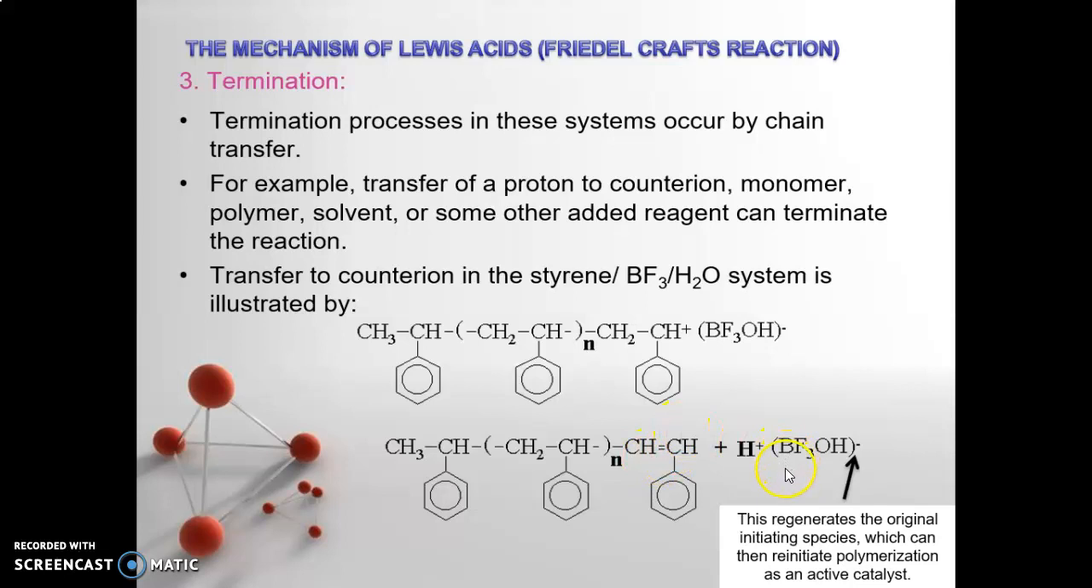Okay, so this is the termination by unimolecular reagent. Okay, so double bond here and then H plus with BF3OH. This regenerates the original initiating species, which can then reinitiate polymerization as an active catalyst. Right. Another one is propagation or termination by chain transfer. So for chain transfer, it will produce a double bond and a single bond.